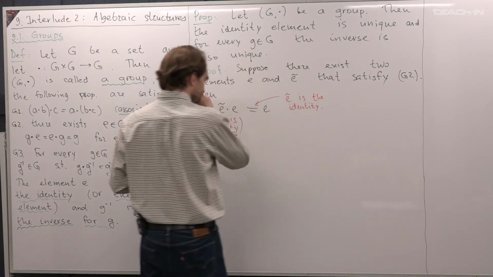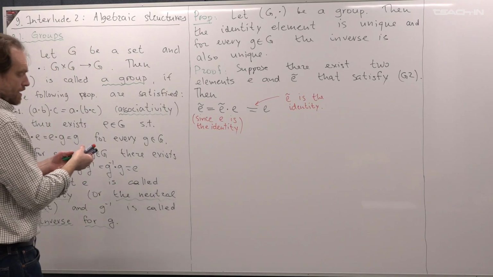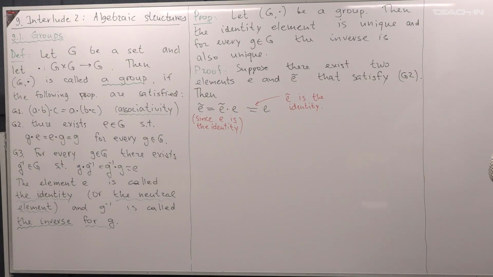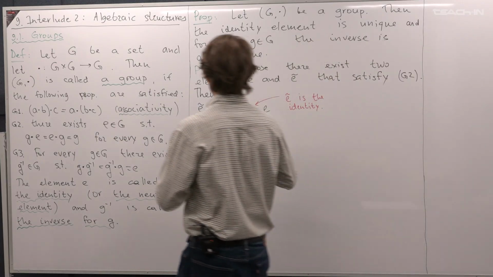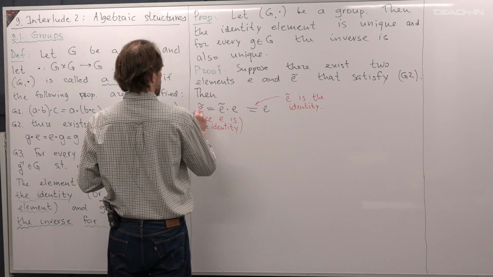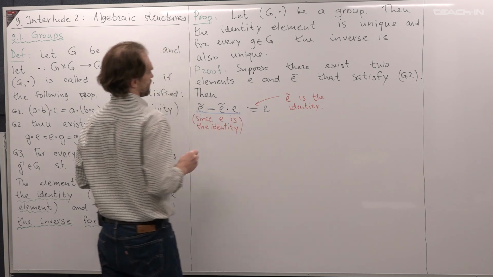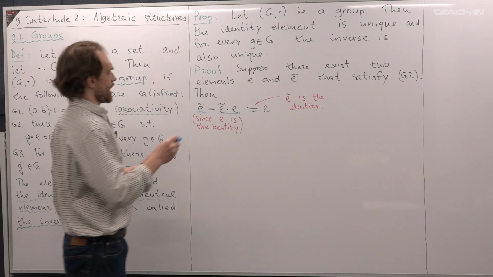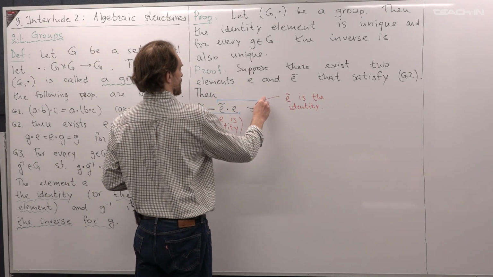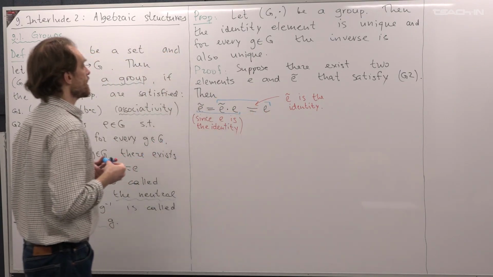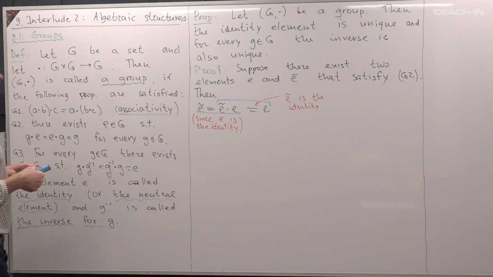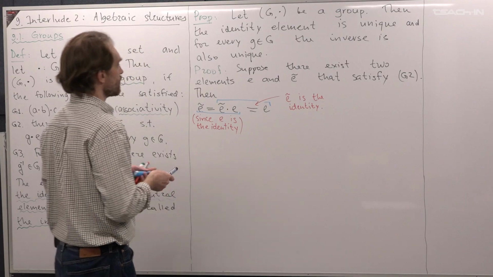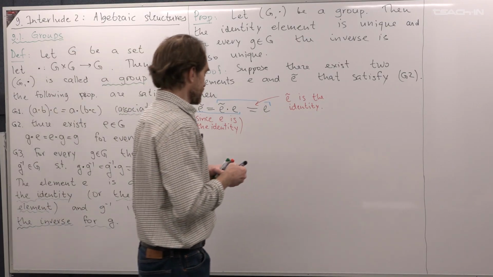So it is quite simple, but we can deduce the fact that E tilde equals E just from the axioms. So here we apply the axiom to the element E, and here we apply the axiom to the element E tilde. So this proves the first part of the statement, and now let us prove the second part of the statement.